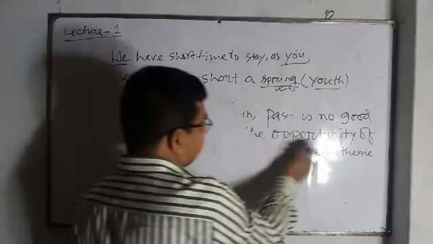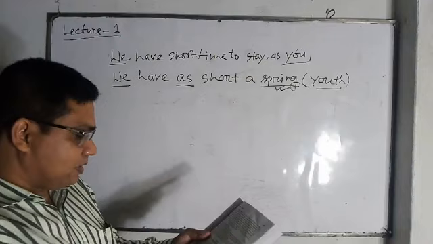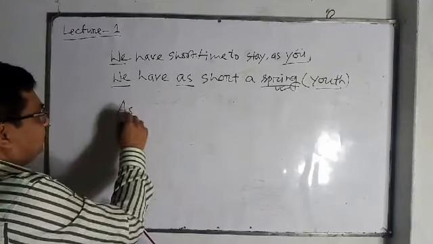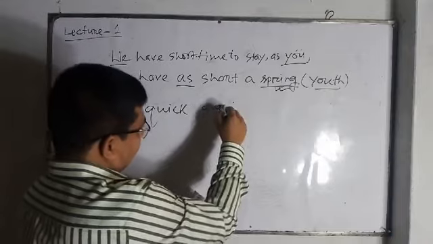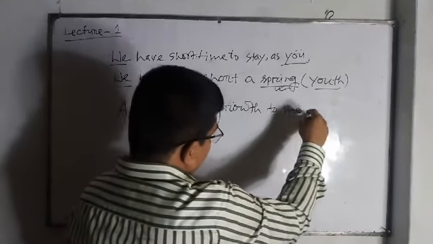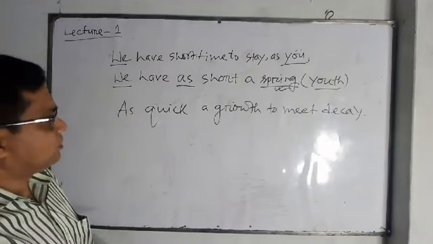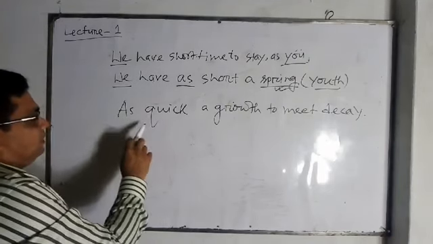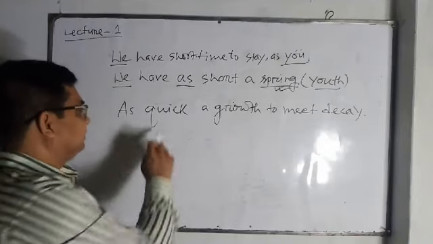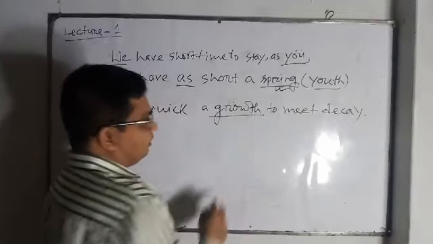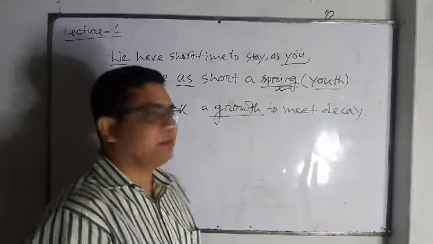And there is a likeness between daffodils and the poet here once again. As quick a growth to mid decay. So what does it mean? Both daffodils and human life, human being or human child, grow very quickly. That is, we have a quick growth. Daffodils have a quick growth. So what is the reason or purpose of this quick growth?